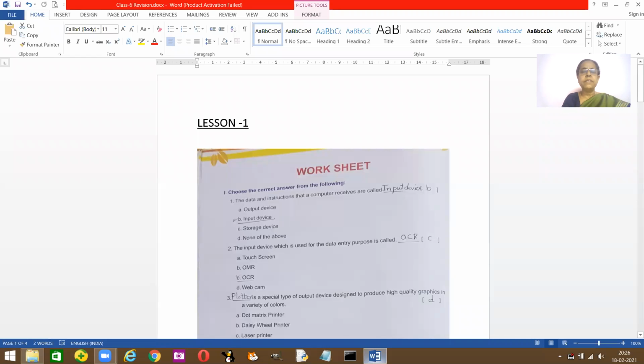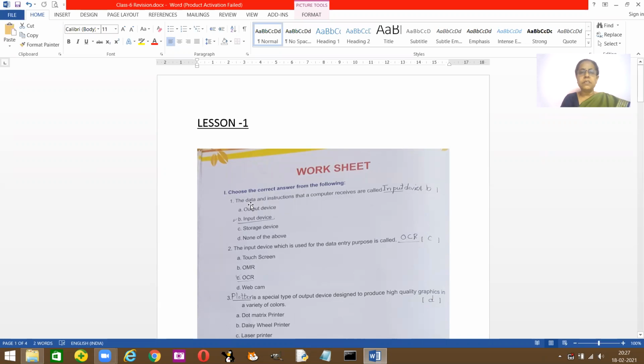Okay, starting with your lesson 1. The data. I want you to write all these answers at the back as fill in the blanks and not as choose the correct answers. So you'll only write it as a blank. Don't write all this part. The answer should be there in the blank.